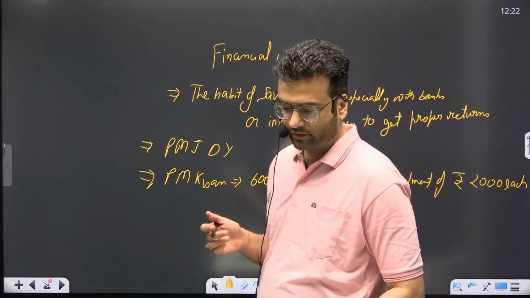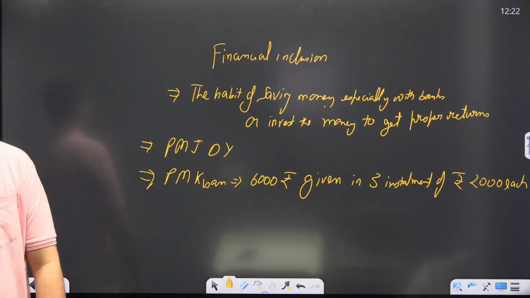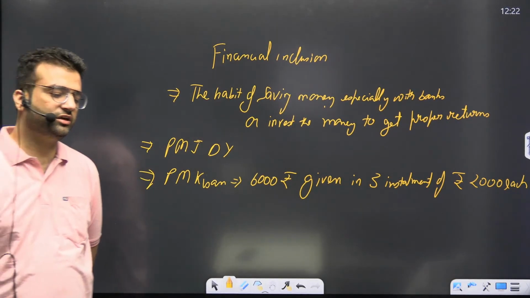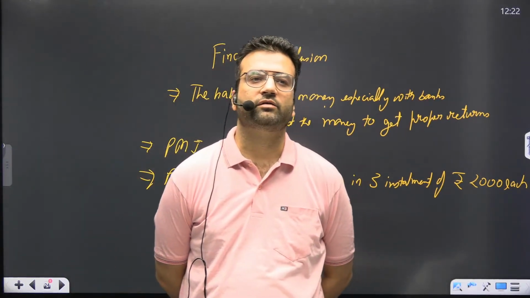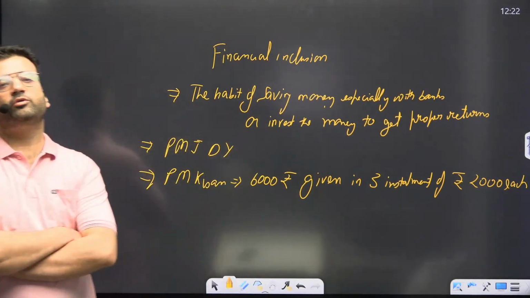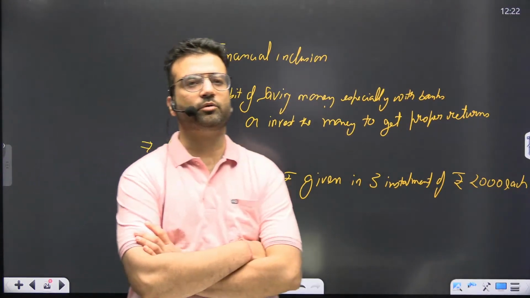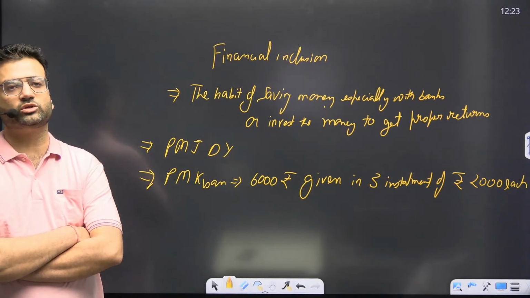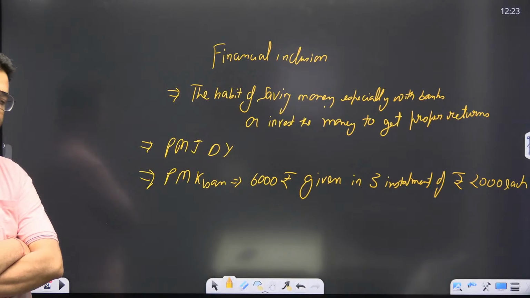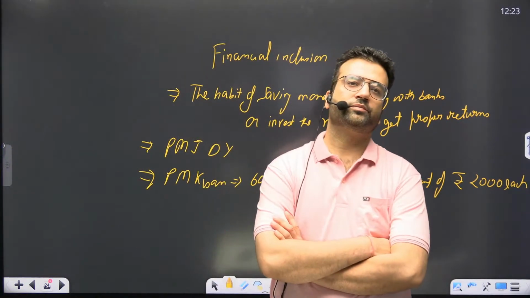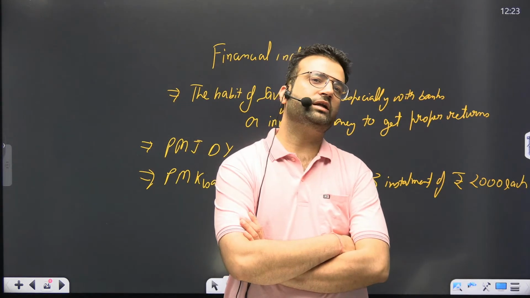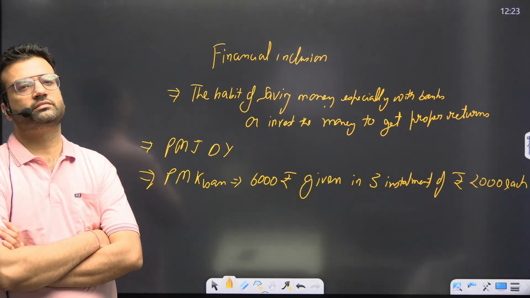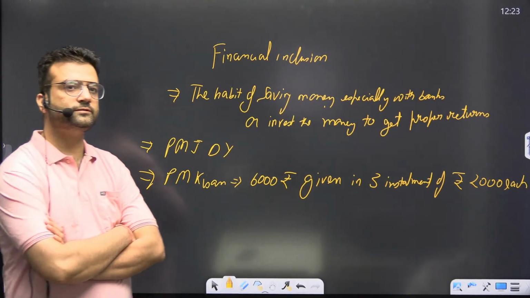Now, Salish, you will tell me. If financial inclusion is more in the economy, the money multiplier will increase or decrease? अब आपको मुझे बताना है कि अगर किसी इकोनॉमी में फाइनेंशियल इंक्लूजन इंक्रीज होता है तो मनी मल्टीप्लायर इंक्रीज होगा या डिक्रीज होगा। क्यों इंक्रीज होगा, ये आप बताइए. Why will it increase, Salish?